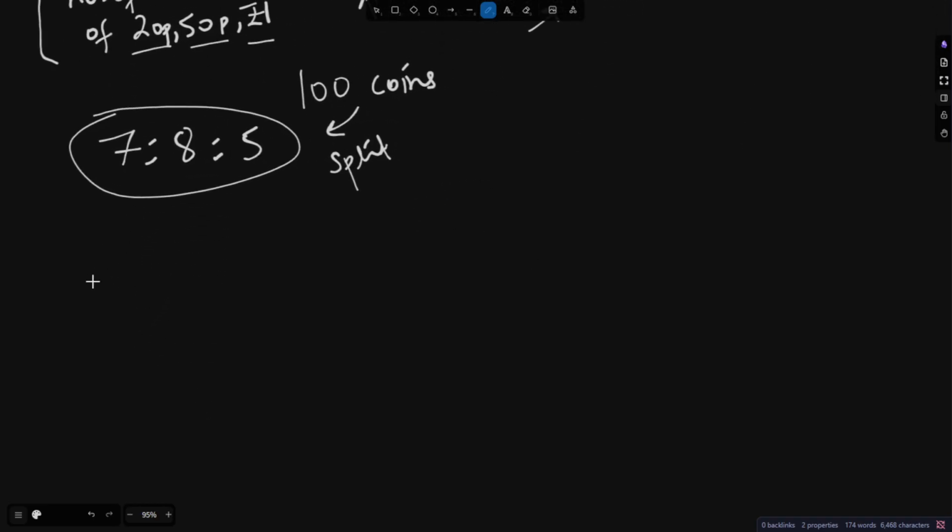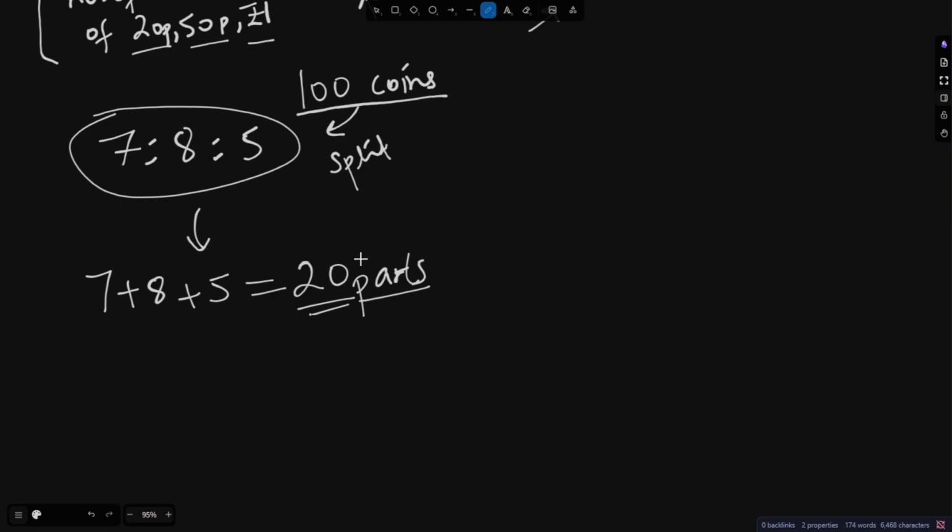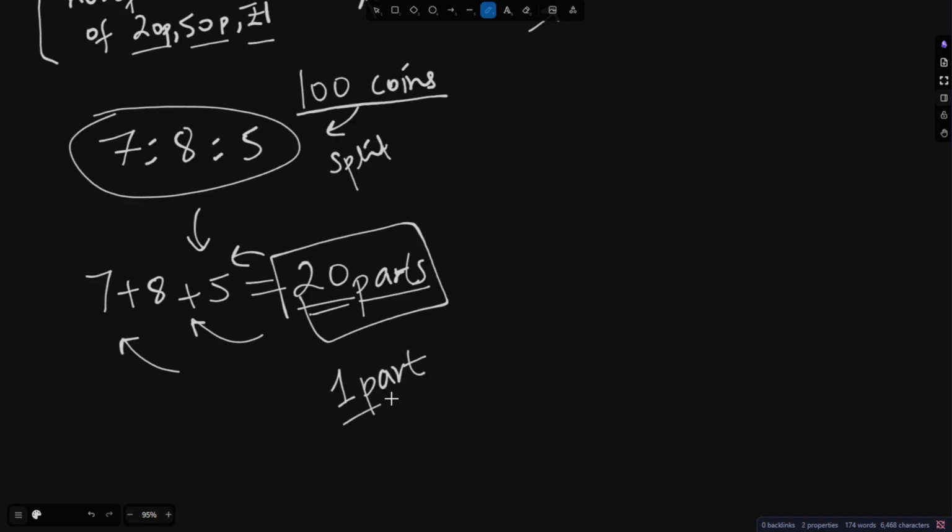So, if we want to find out the total parts, 7 plus 8 plus 5 is 20 parts, so this is exactly what it means. It means that 100 coins are divided into 20 parts. Out of those 20 parts, 7 belongs to 20 paise, 8 belongs to 50 paise, and 5 belongs to 1 rupees. If we can find out the value of one part, then we can find the value of all the 3 parts. But how do we find the value of one part?